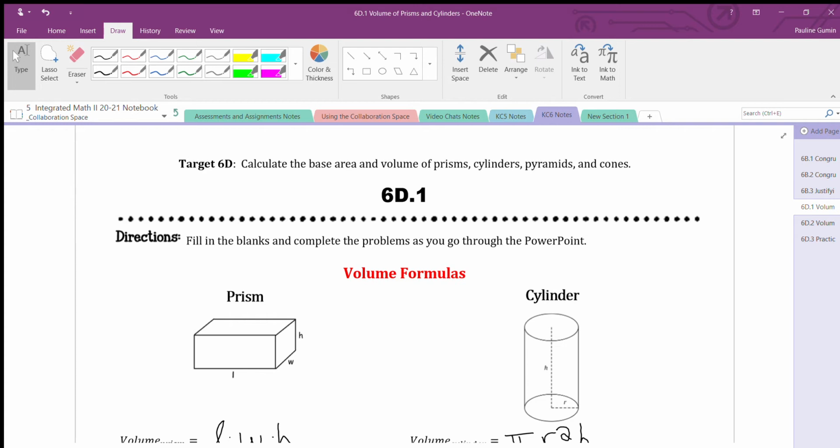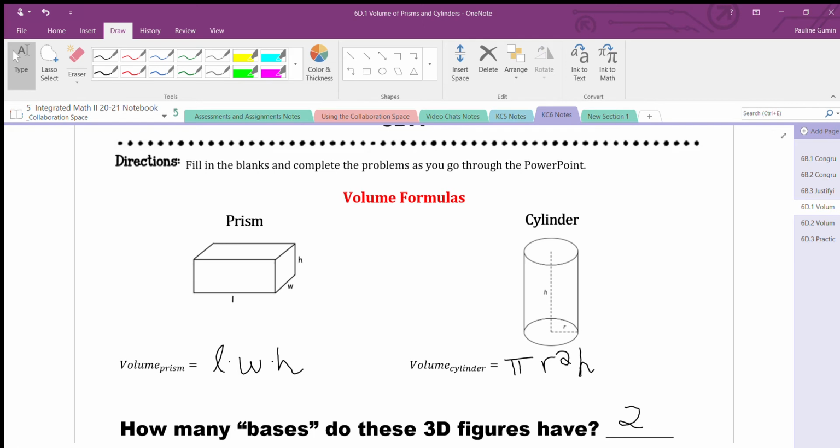We're going to dive deeper into this in further lessons, but right now, let's just look at a basic prism and a basic cylinder. Now, to find the volume of a prism, we multiply length times width times height. To find the volume of a cylinder, we multiply pi times the radius squared times your height. Your calculators should all have pi buttons, even our cool phone calculators. If you make it a scientific one, when you flip it to the side, you should have a pi button there.